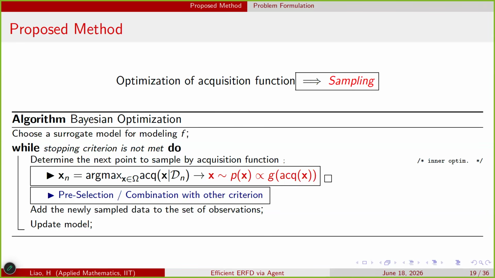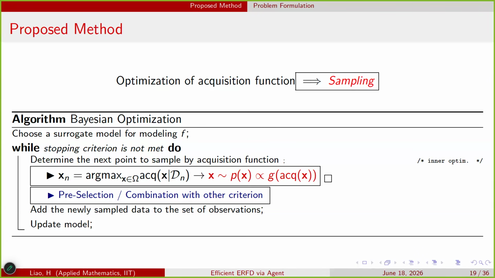What we are trying to do is, instead of considering some optimization problem, we are trying to develop a sampling distribution for the data points or for the specifications. And given the acquisition or given the performance value, given the posterior distribution of the surrogate model for our performance value, we use that to design a distribution.